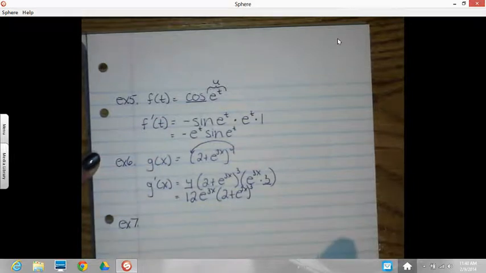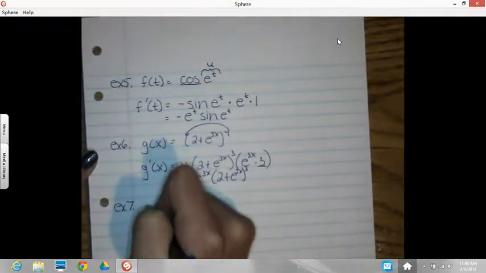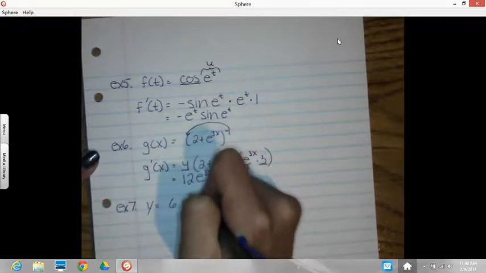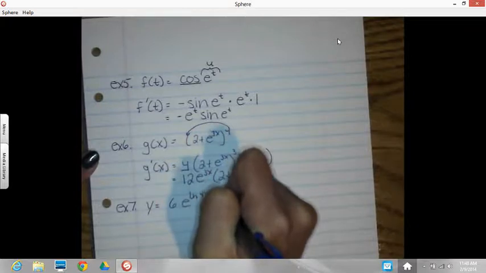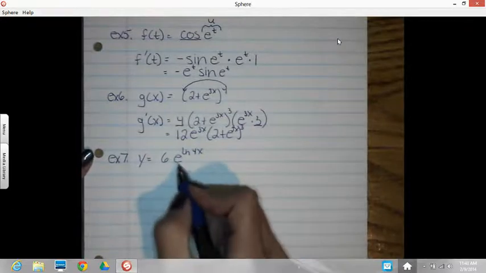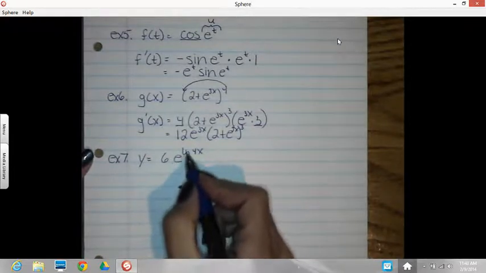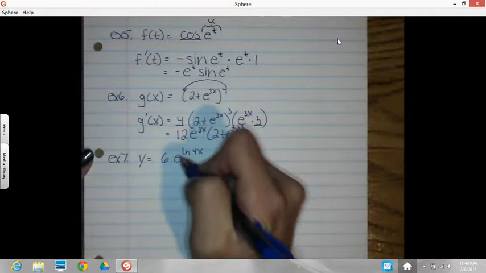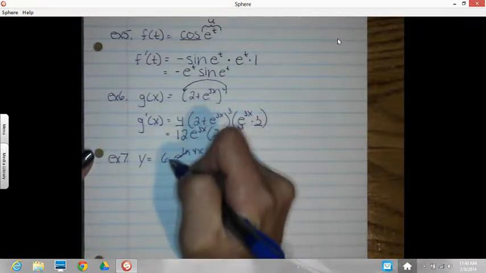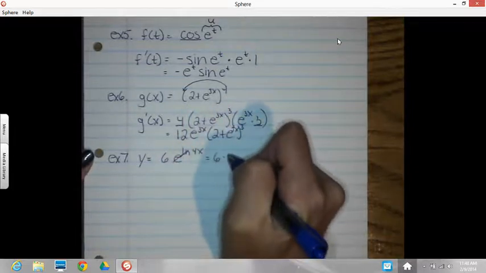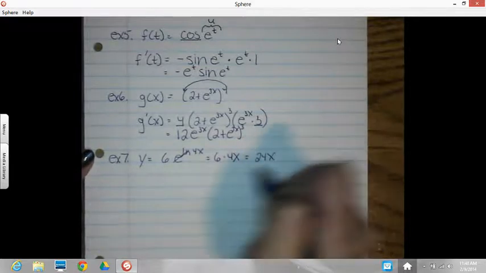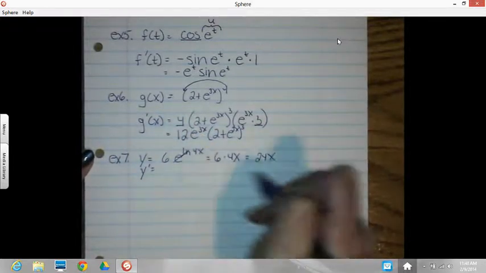This one. Y equals 6e to the natural log of 4x. Okay. Before I jump into derivative, I see that e next to the natural log. This is property 2. I'm going to simplify first before I do derivative. All this simplifies to is this 4x. So what I actually have for y is 6 times 4x, which simplifies to 24x. So now when I do derivative of 24x is just 24.